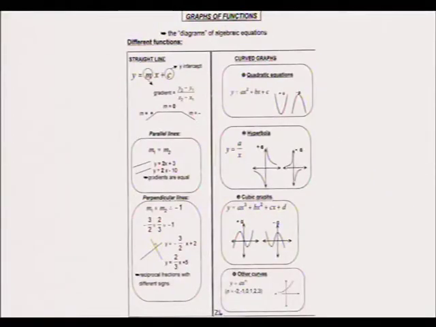The graphs of functions: there you see the straight line graphs with the formula y is equal to mx plus c. c is the y-intercept; on your y-axis, it will go through c. The m is the gradient. And there is the formula for how you can find the gradient: y2 minus y1 divided by x2 minus x1.